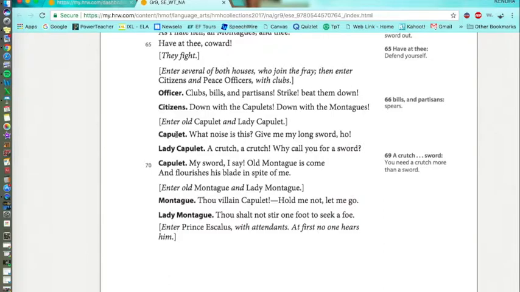And so then an officer comes in. He's like, "Clubs, bills, and partisans, strike, beat them down." Citizens: Down with the Capulets, down with the Montagues.